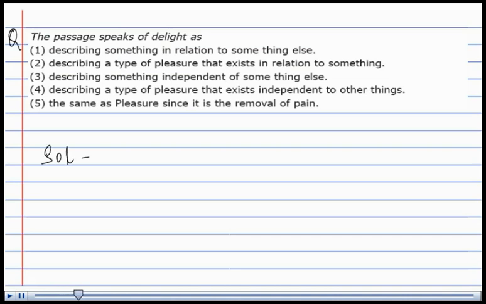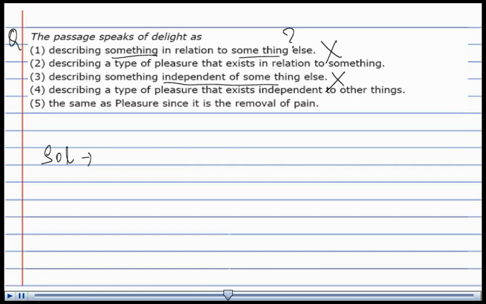The question is, the passage speaks of delight as. The solution. Let us read all the options first of all. Option 1, describing something in relation to something else. Now instead of answering our question, this option is giving rise to another two questions by putting up the word something. So this option is incorrect. Coming on to the option 3, describing something independent of something else. The use of the word independent makes the option incorrect.